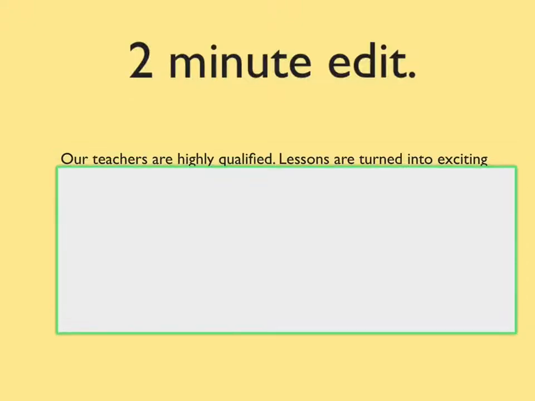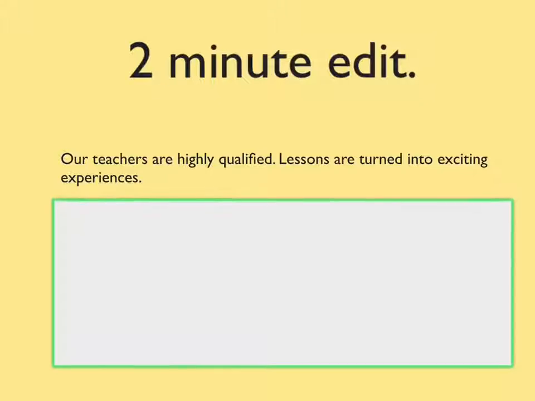Before we start, yesterday we did some work in DD sentences. Let's have a look at things that we could improve in these 2 sentences to make them good DD sentences. Let's start with this one. Our teachers are highly qualified. Lessons are turned into exciting experiences. Here I have 2 sentences, but they are separated by a full stop. How do I make them become a DD sentence?